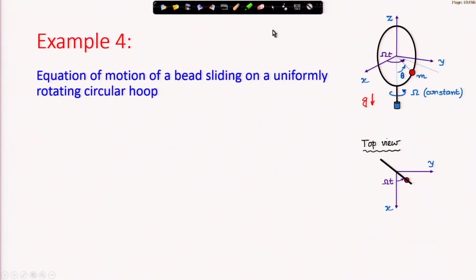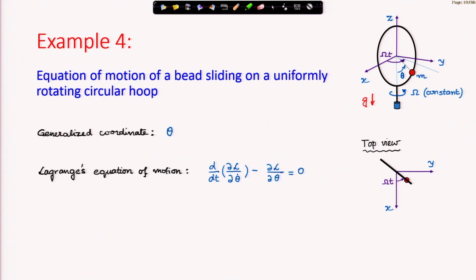We move to the next example. This is the equation of motion of a bead sliding on a uniformly rotating circular hoop. This is sliding frictionlessly, and this hoop is rotating at a constant angular speed. I have also drawn the top view of this hoop and shown which angle is omega t, capital omega t. This capital omega t is measured from the x axis.